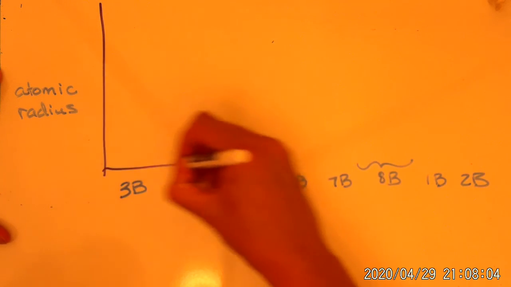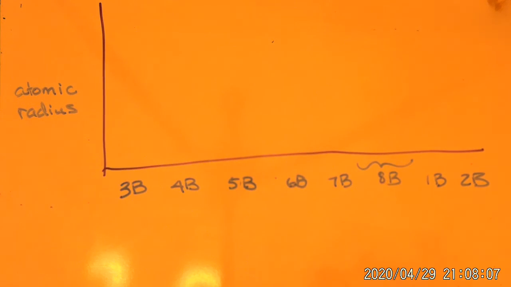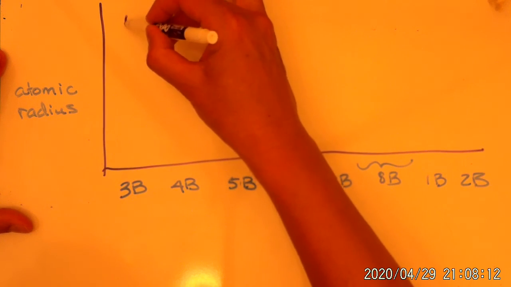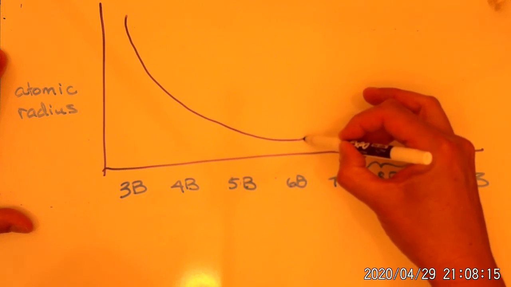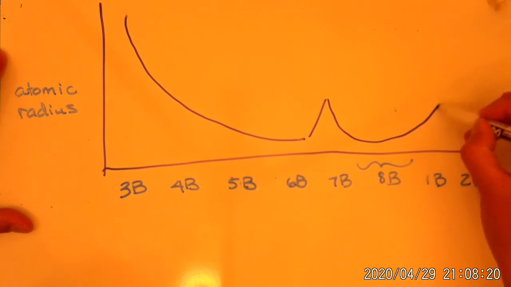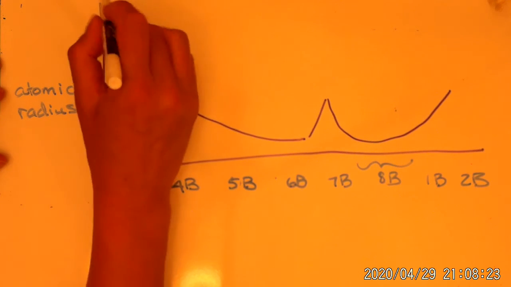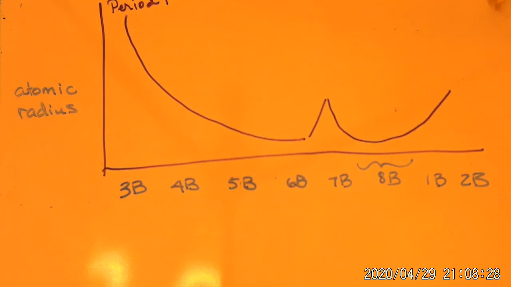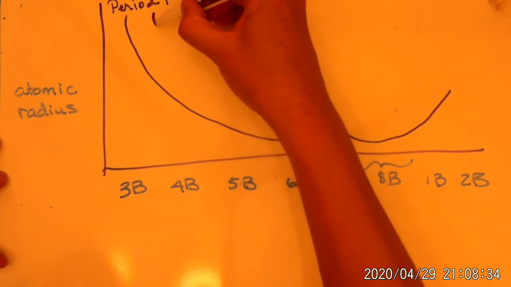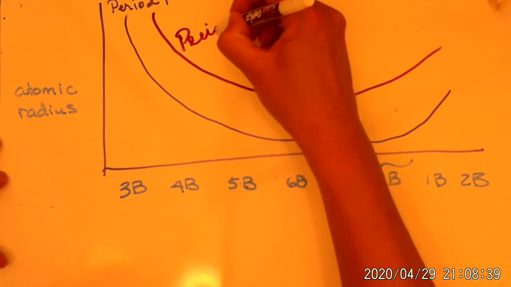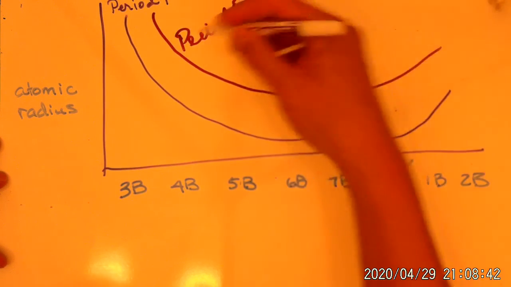You look at the graph, what you'll find in period 4 is a decrease all the way down to 6B, it goes up with 7B, and then it goes back down again, and then starts increasing. And this is period 4. Then period 5 and period 6 have similar trends, where they start here and they just go up. So this is period 5, and then period 6 is similar but higher up.